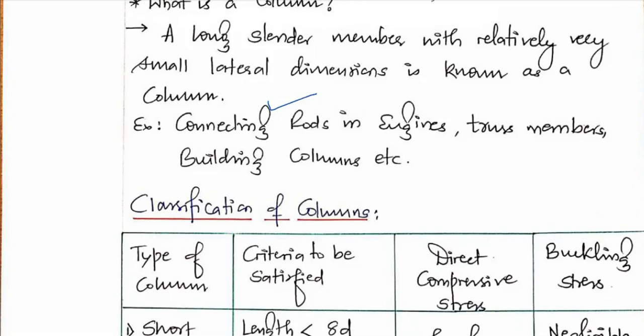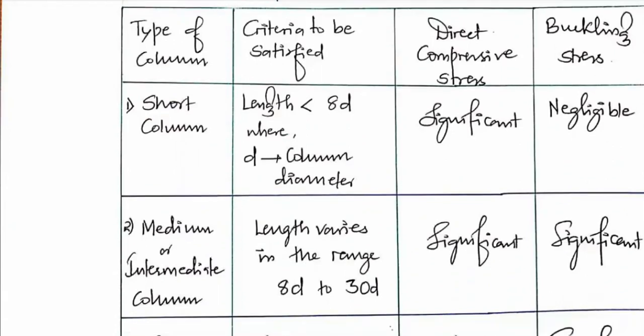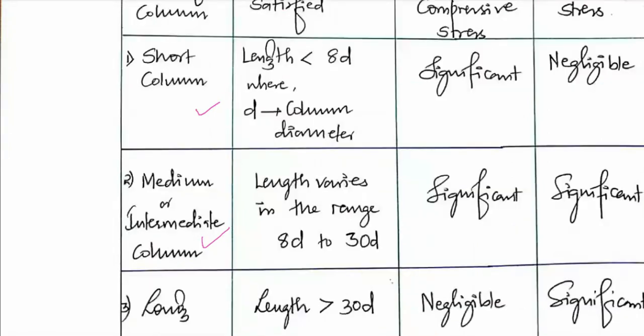So after understanding what columns are, now let us move on and understand the classification of columns. Columns are majorly classified into three types. Which are those? The first one is short column. The second one is medium or intermediate column. And the third one is long column.